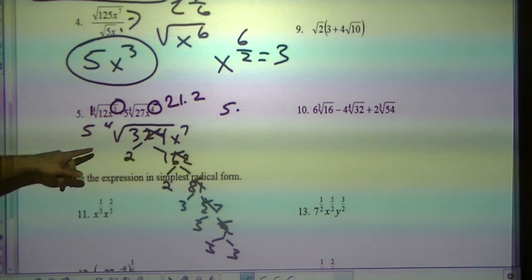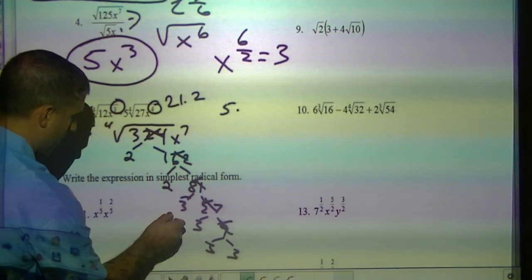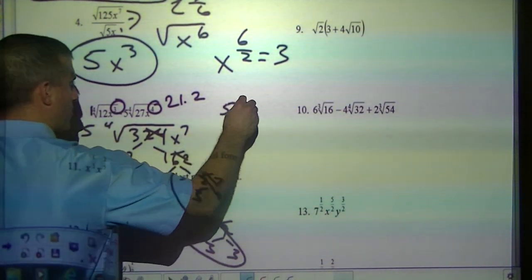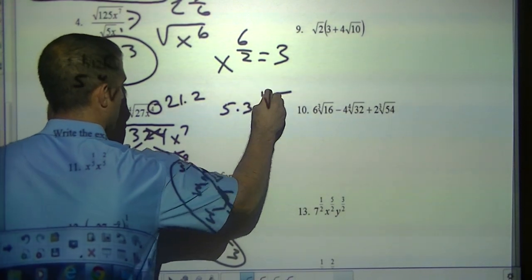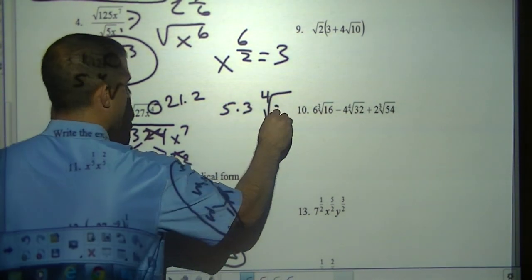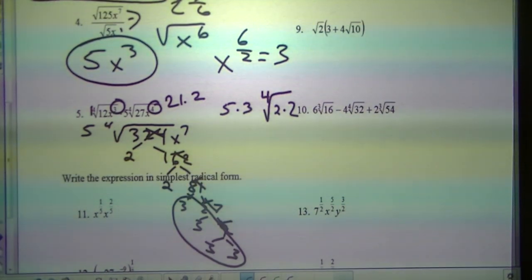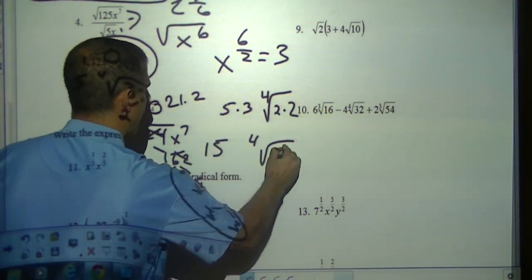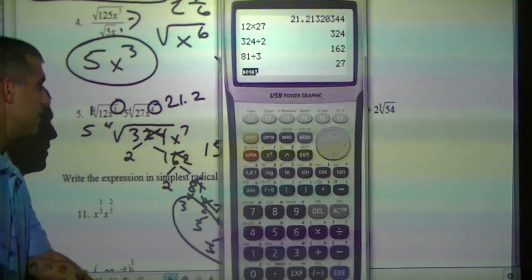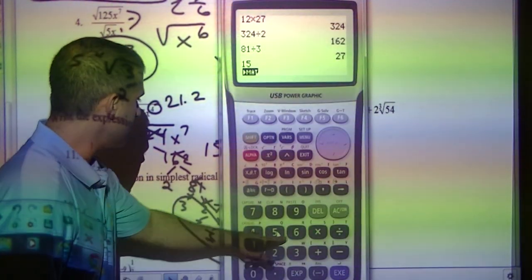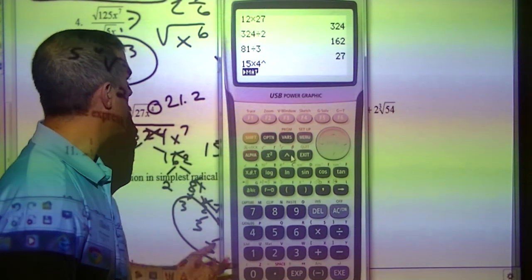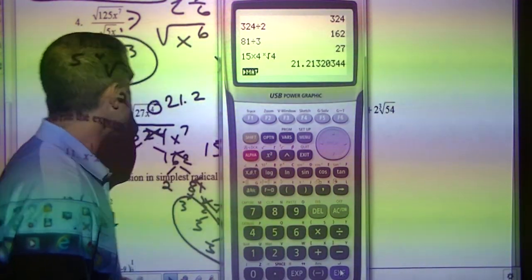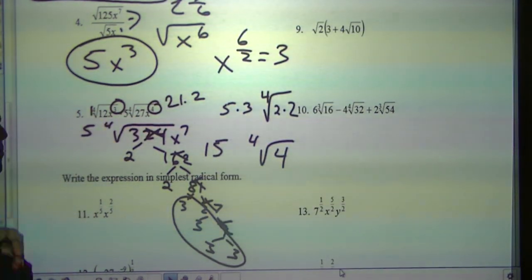Since it's the 4th root, I'm looking for groups of 4. Here's a group of 4. Both of these are leftovers, so I put one of those there. I've got 2 and 2 on the inside. So from a numerical standpoint, I'm at 15 4th root of 4. Now let's check to see if I'm right. 15 times the 4th root of 4, and I got 21.2, so my number part's right.